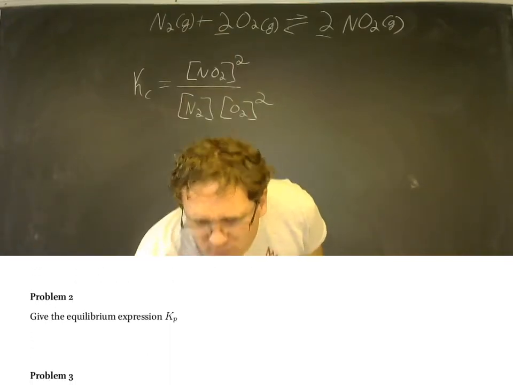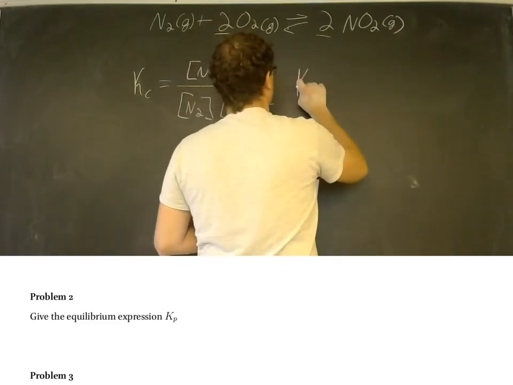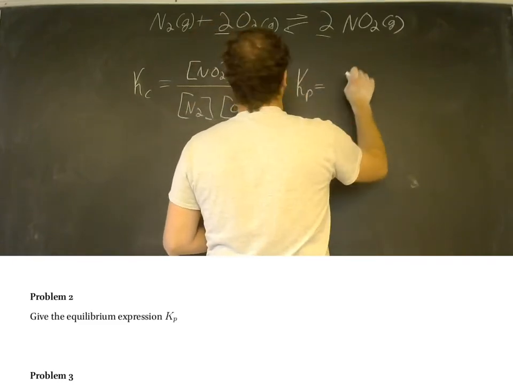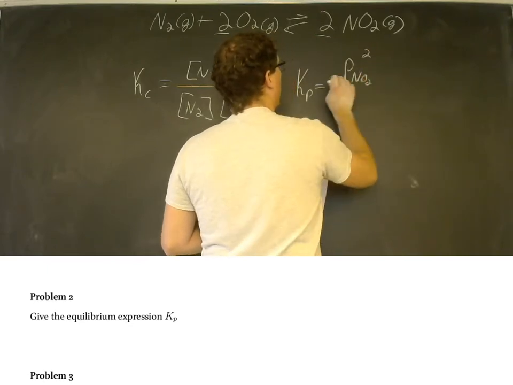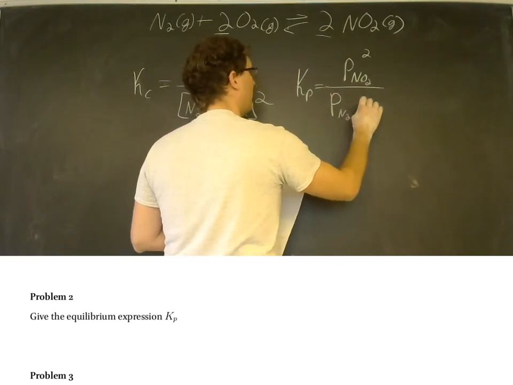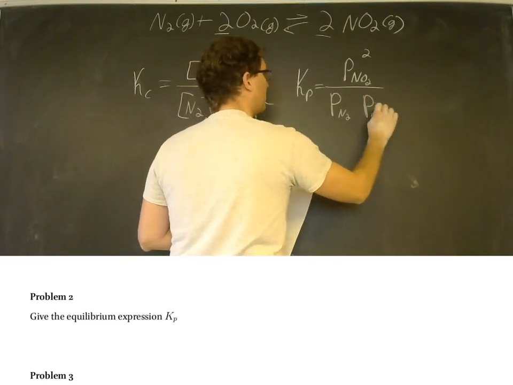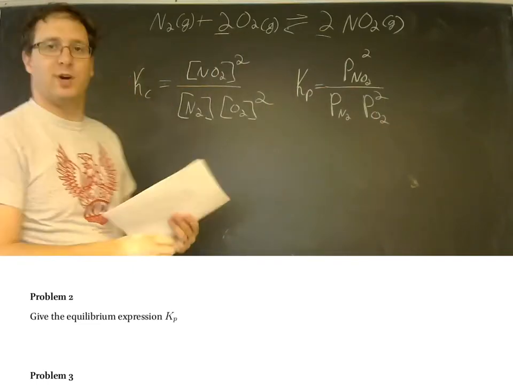Give the equilibrium expression Kp. That's the same thing but with pressures. So Kp is just going to be the pressure of NO2 squared over the pressure of nitrogen times the pressure of oxygen squared. Same thing, just with pressures.